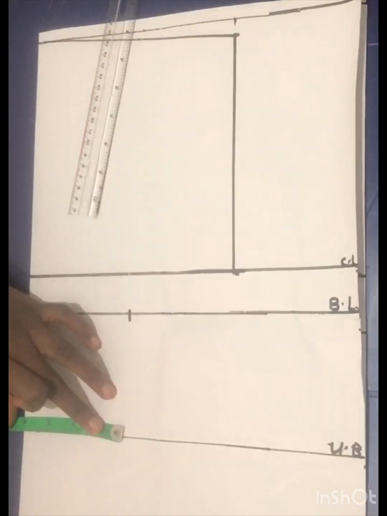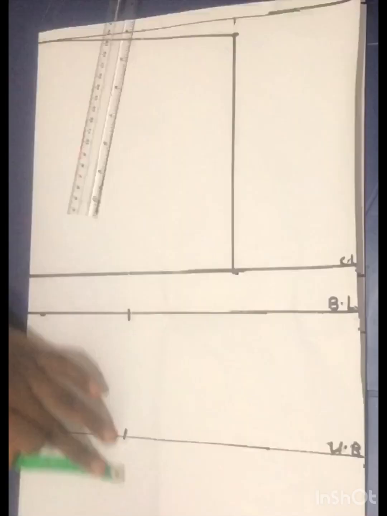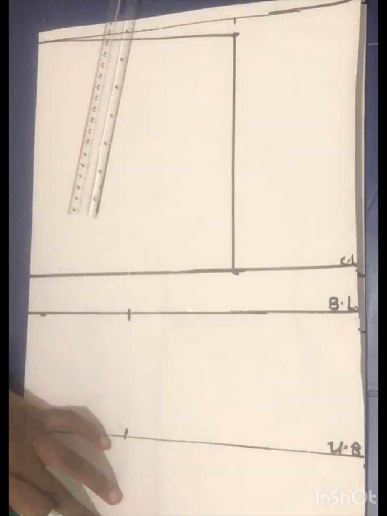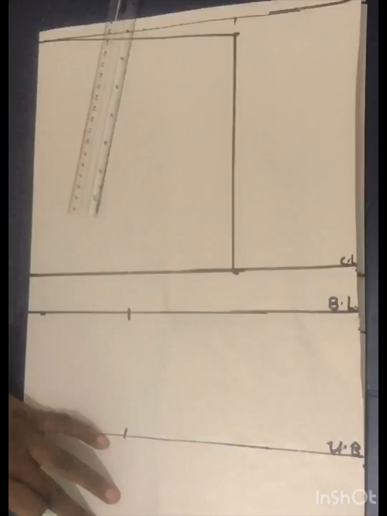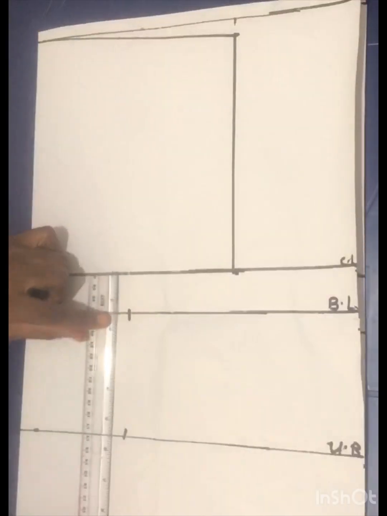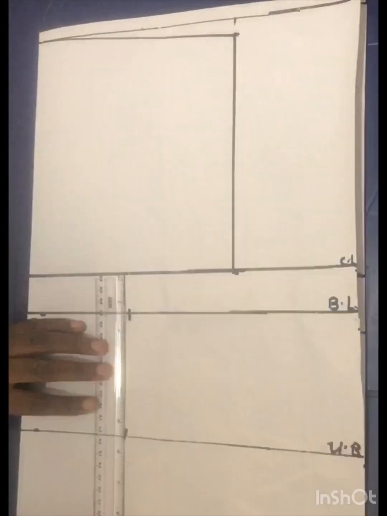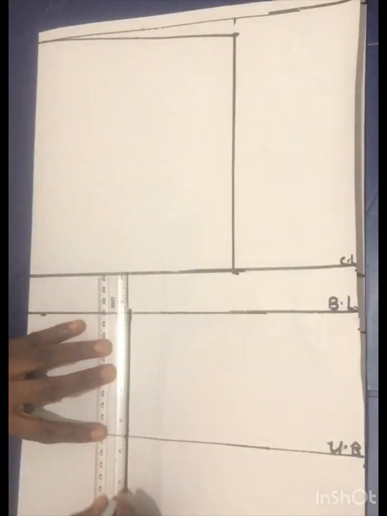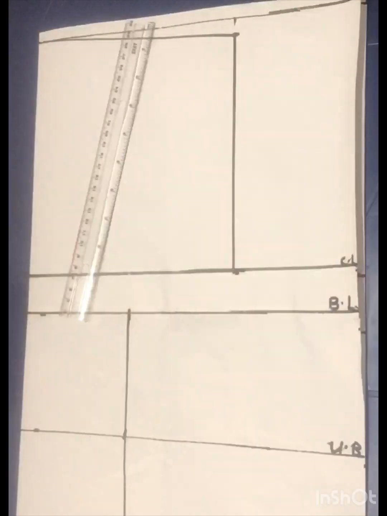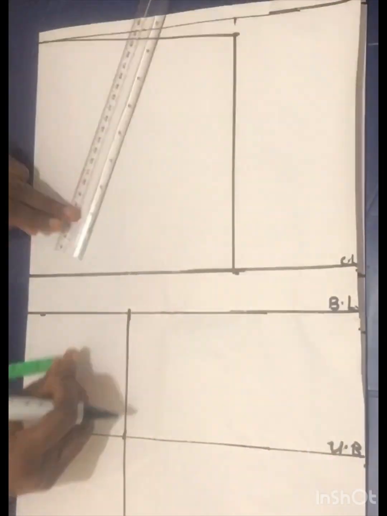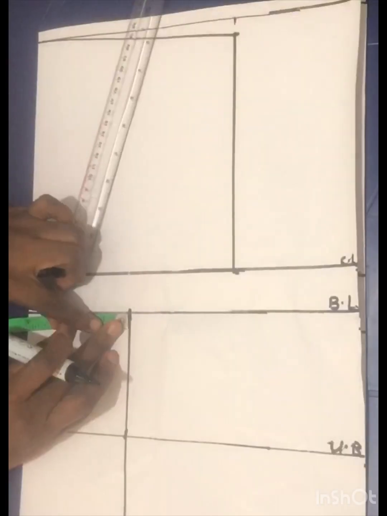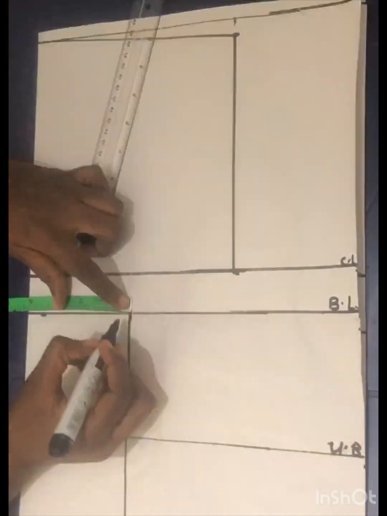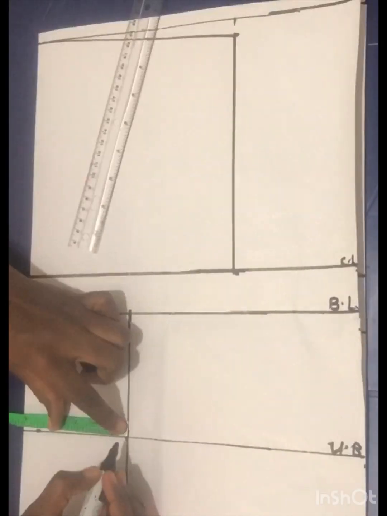The next thing you see me doing here is to mark out my dart. How did I get my dart? My nipple to nipple measurement divided by 2, and I added ½ inch sewing allowance. That's what you see me measuring here. For example, if my nipple to nipple is 8 inches, half of it is 4 plus ½ inch sewing allowance, 4½. That was what I just measured there.